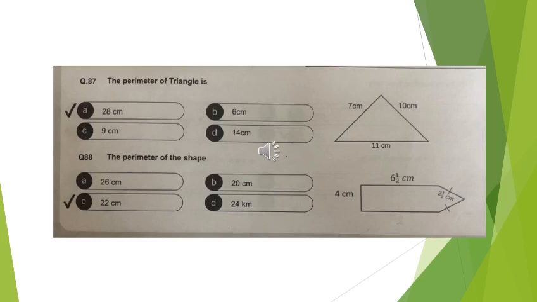Question number 88 is, the perimeter of the shape, and the options are A is 26 centimeter, B is 20 centimeter, C is 22 centimeter, and option D is 24 kilometer.